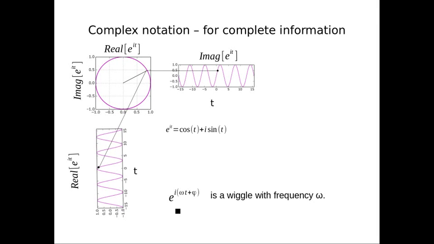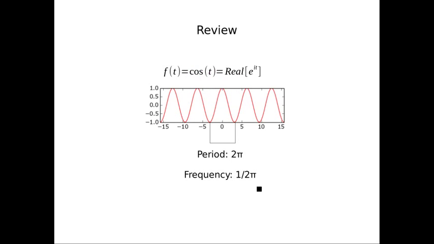So let's review. We have f of t equals cosine t plotted here, and this is the same as the real part of e to the it, and this function has a period of 2 pi and a frequency of 1 over 2 pi.